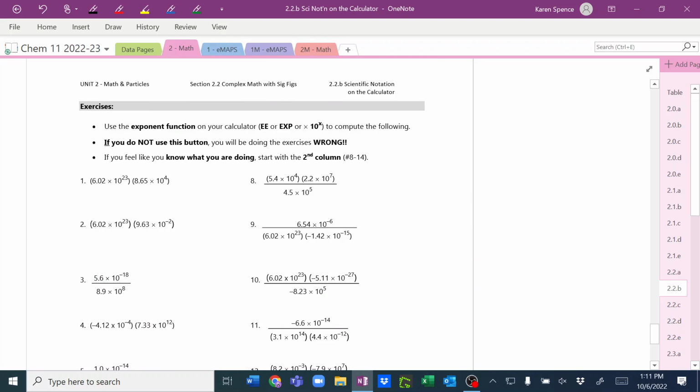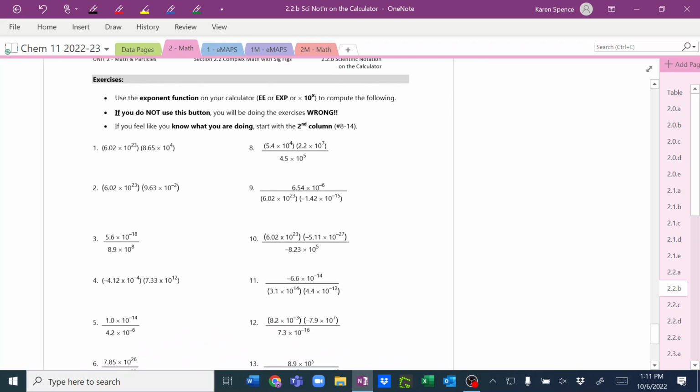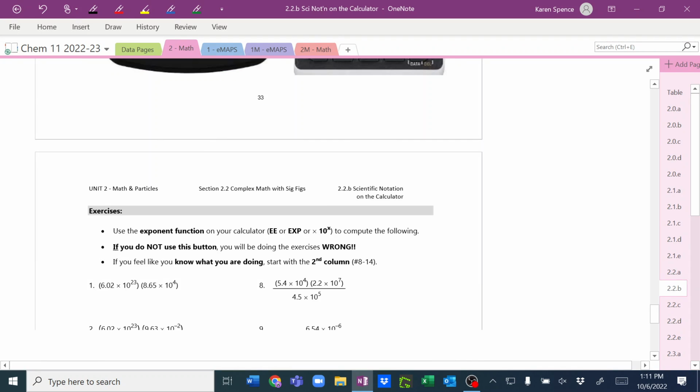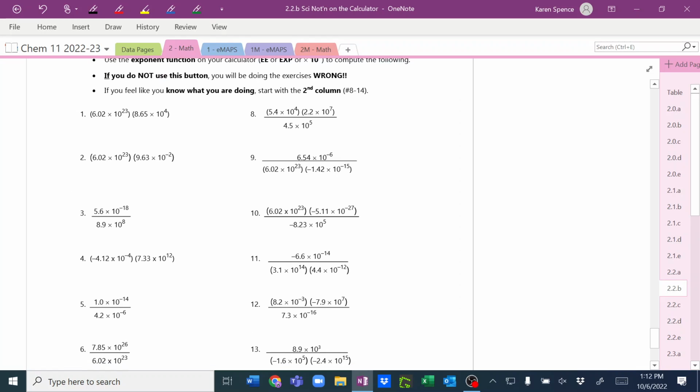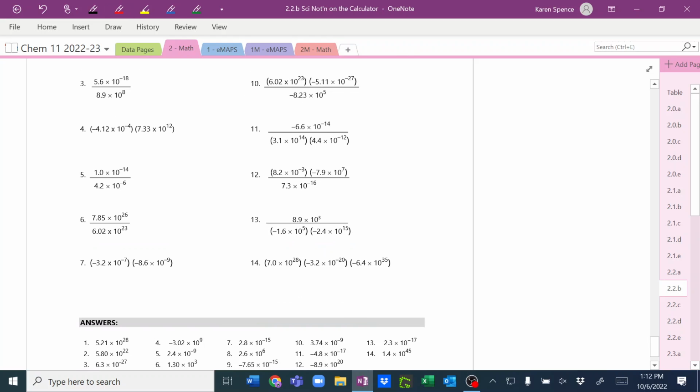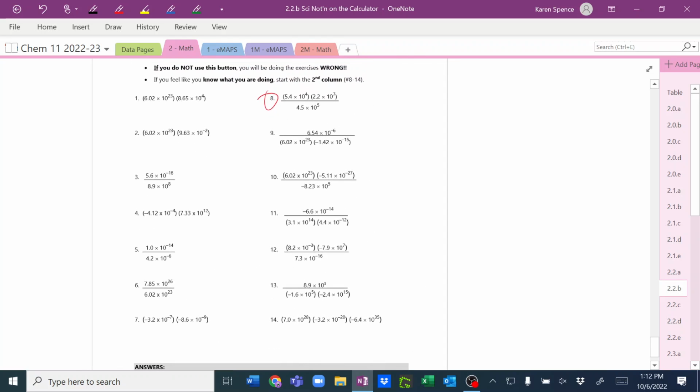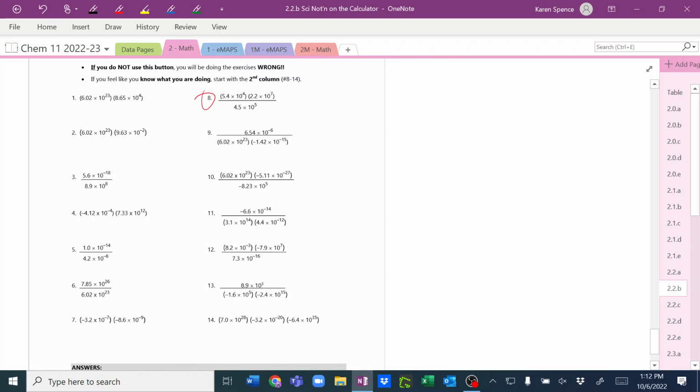And why don't you just try some of these? If you feel like you're not 100% comfortable with it, you can start with numbers 1, 2, and 3. If you're feeling like I'm totally good with this, just do the second column, numbers 8 through 14. Okay? And remember, you will still be looking for significant figures at the end of it. So once you plug in your thing and get your result, you're going to have to round to the correct sig fig. So give those a try.